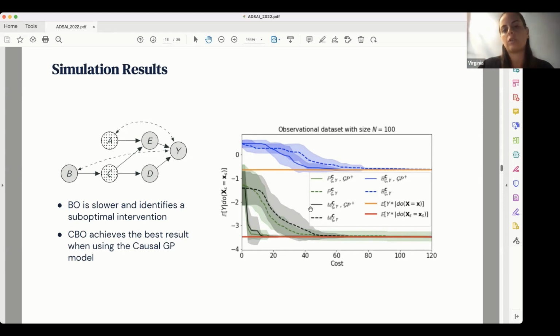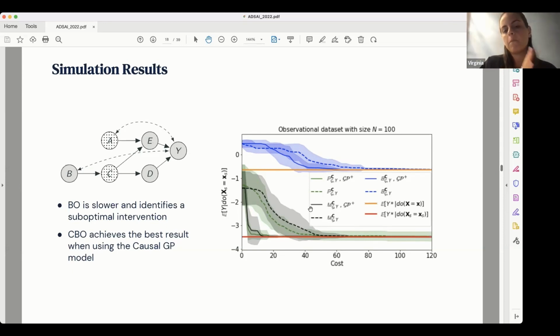And the first thing to notice is that Bayesian optimization is converging to a value that is different from the one to which causal Bayesian optimization is converging. And this is because Bayesian optimization breaks this causal relationship between the variables. So it blocks the causal effect propagation in the graph.